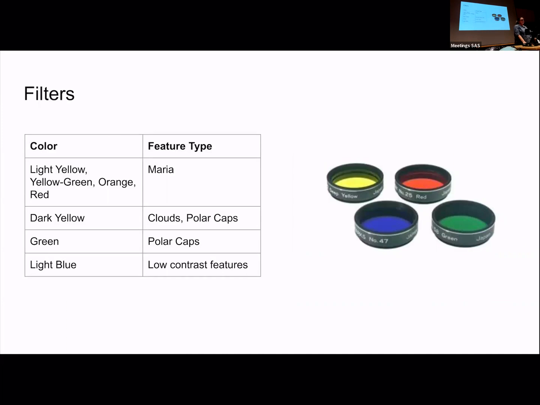Filters can help you see some of the details because Mars, the features are fairly low contrast. So you can use filters to help enhance contrast. And I just put a little chart here. Generally, oranges and yellows and reds are going to help you see those blotchy surface details, or Maria. Dark yellow can help pull out clouds, like dust clouds or other clouds on Mars. Polar caps, green will make the polar caps stand out like crazy. And then light blue can help enhance some low contrast features.